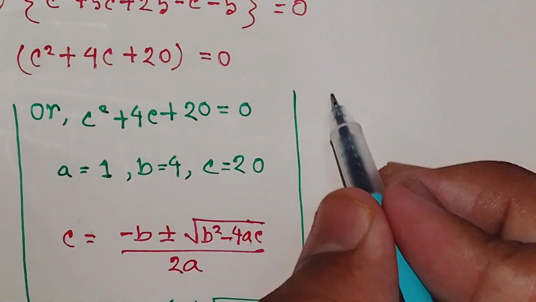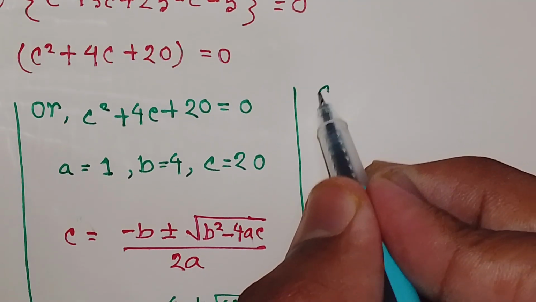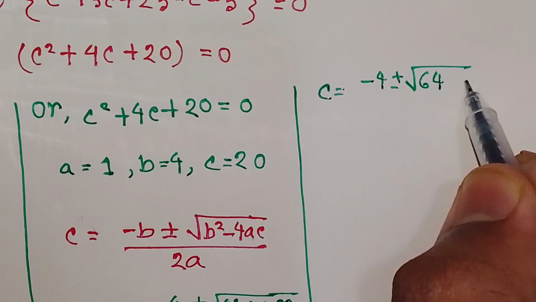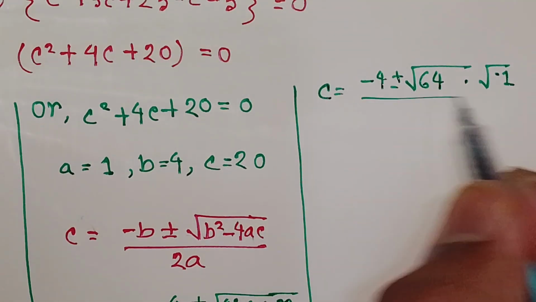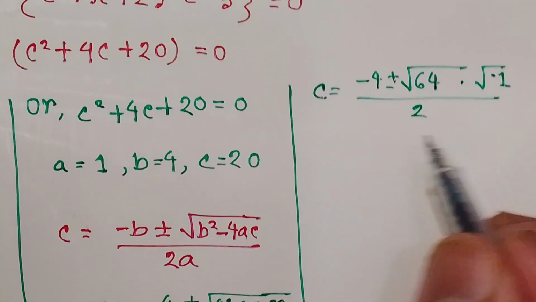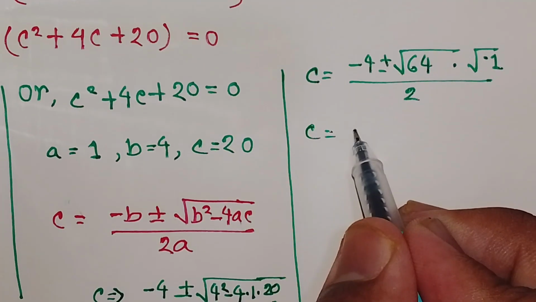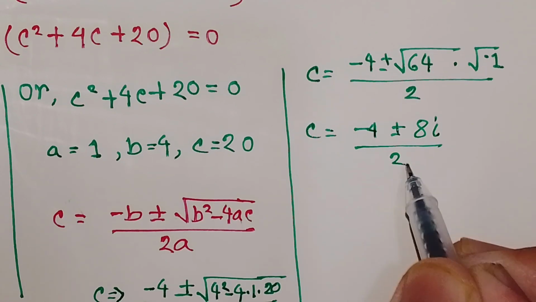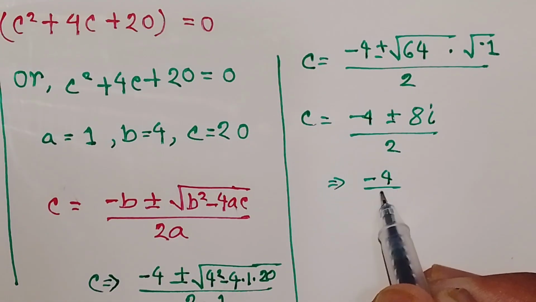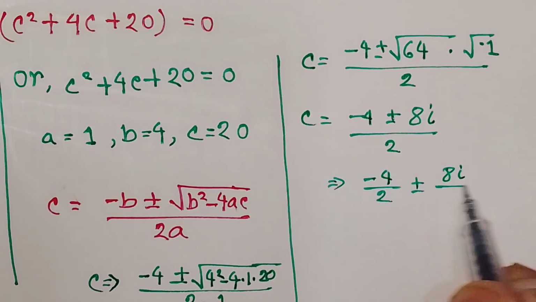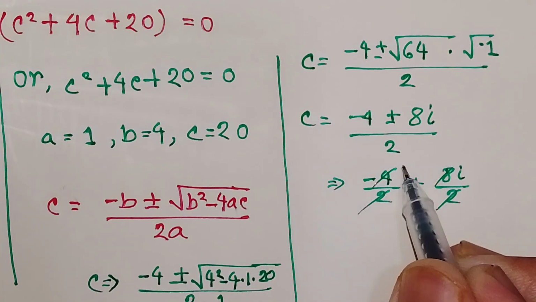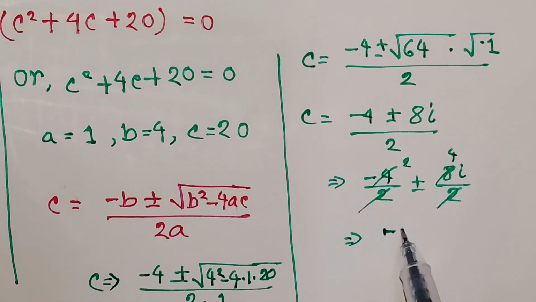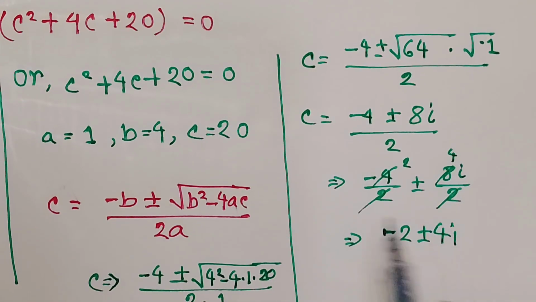After that the value of c will be minus 4 plus minus root over 64 times root over minus 1 divided by 2. So from here we can write minus 4 plus minus 8i divided by 2. After that we can write minus 4 divided by 2 plus minus 8i divided by 2. This will be cancelled out. Then we can write c equal minus 2 plus minus 4i.